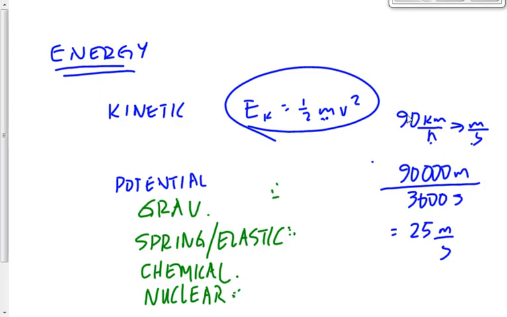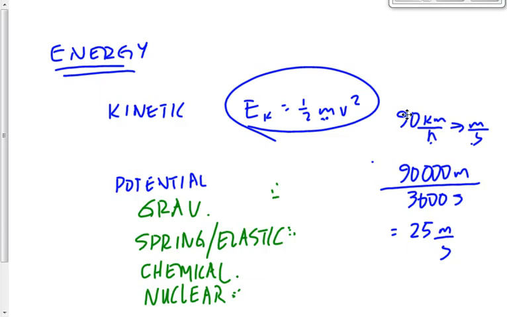Any others? Any others besides what we see up on the board here? Electrical potential energy, which we'll also learn about in Physics 30. The energy stored in the electrical system.